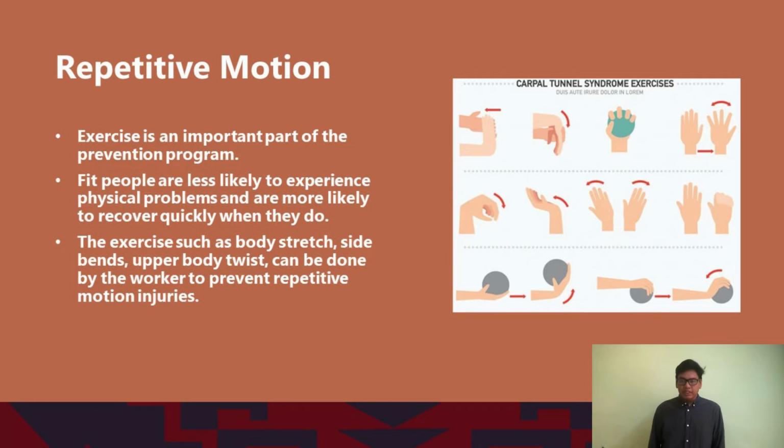To prevent repetitive motion injuries, exercise is an important part of a prevention program. Fit people are less likely to experience physical problems and are more likely to recover quickly when they do the exercise. Exercises such as body stretch, side bend, upper body twist, shoulder shrug, finger stretch, wrist stretch, thumb stretch, and finger squeeze can be done by the worker to prevent repetitive motion injuries. That's all from me. Thank you.